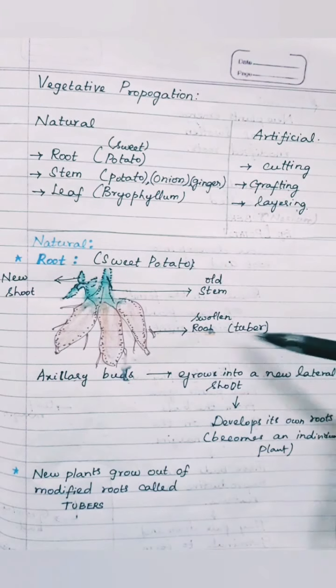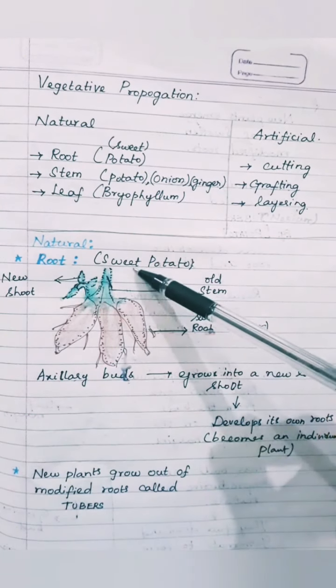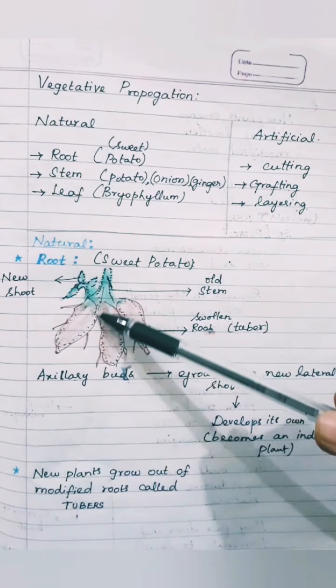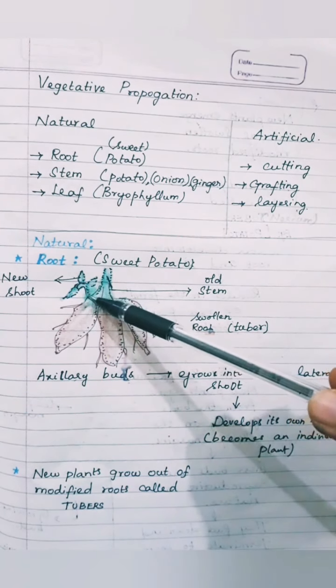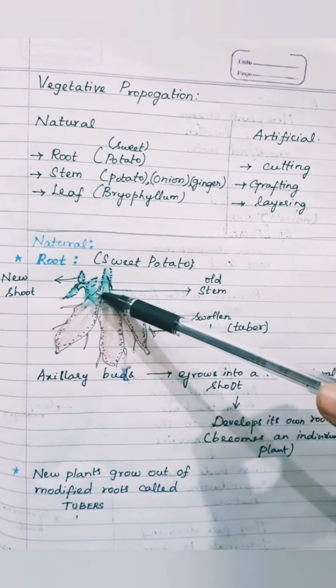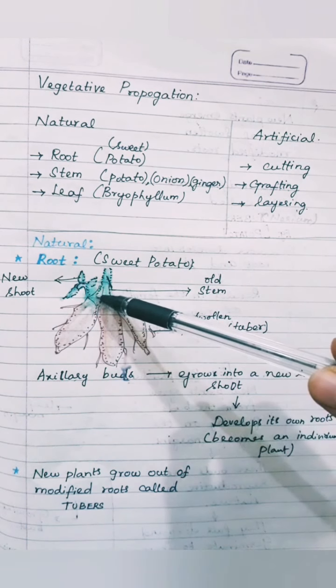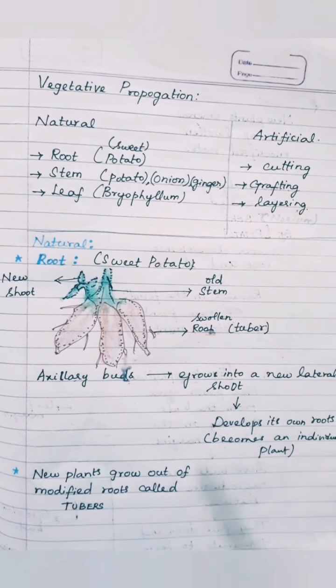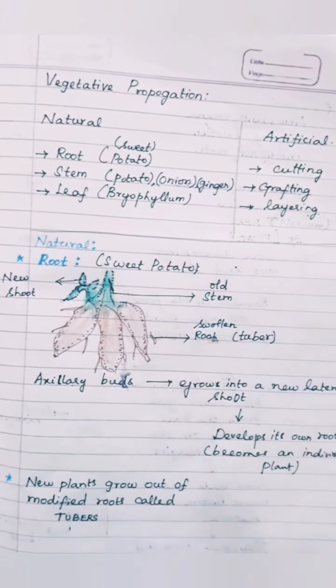So these axillary buds are found in the root in sweet potato. Then these roots will give rise to new shoots. Once it matures, you can gently separate this shoot, and if you plant it into the soil, they'll develop into a new plant.